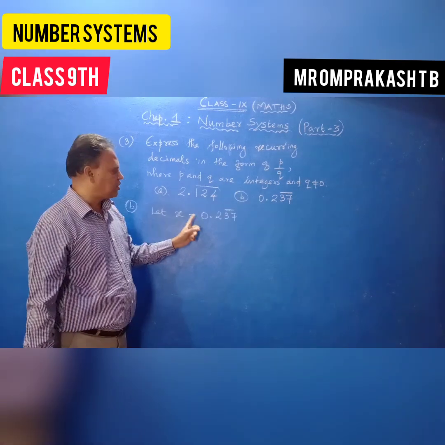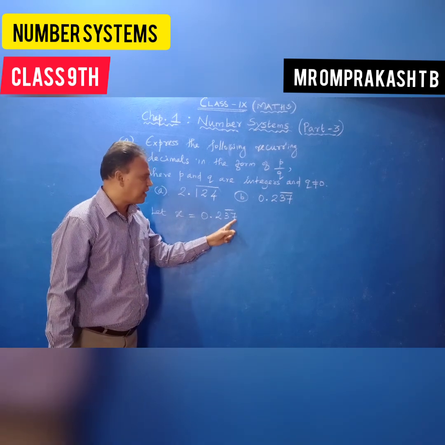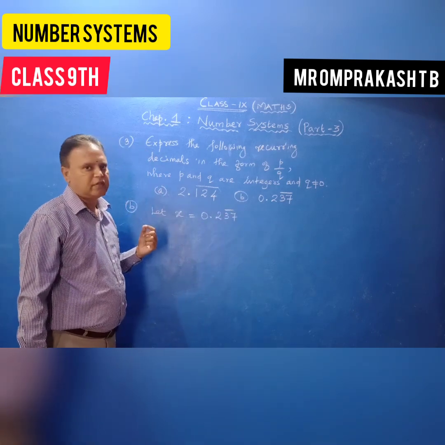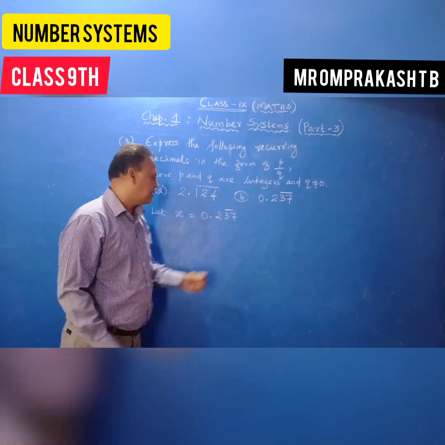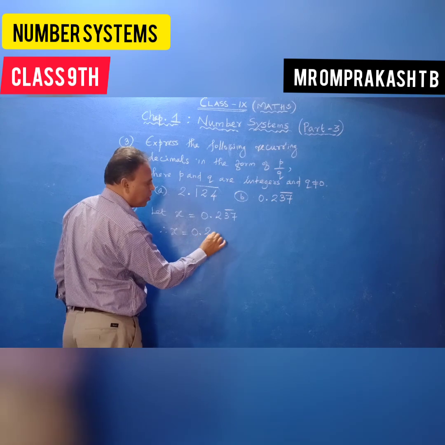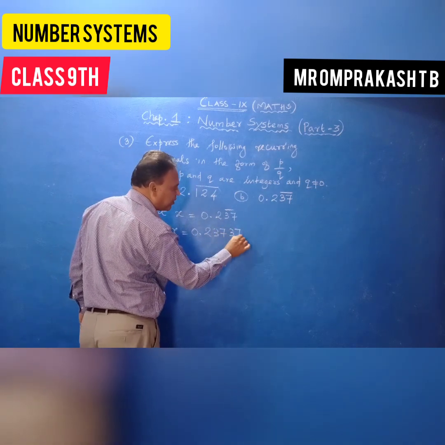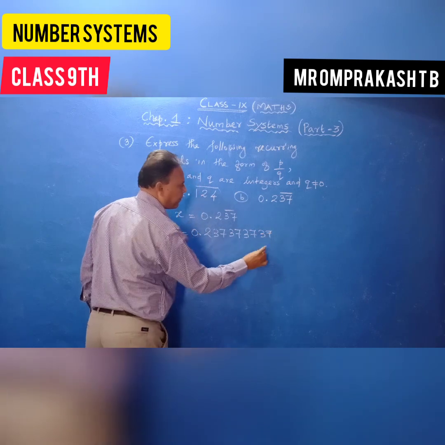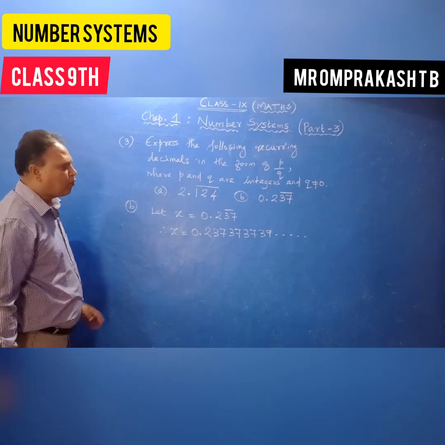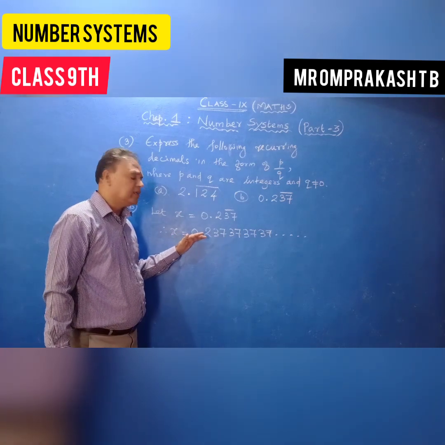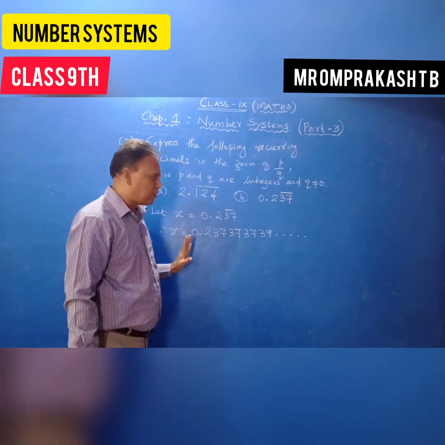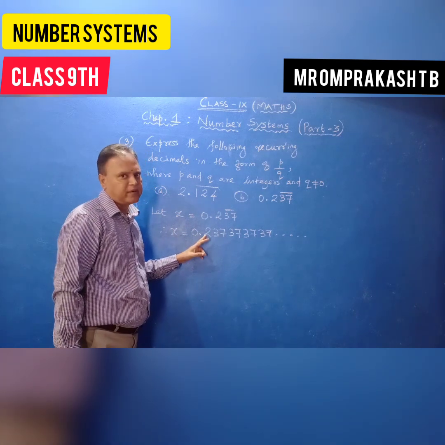Clear? x is equal to 0.2373737, only 37 bar. Okay, 37 only bar is given. So that means 37 only repeating. So this can be written as, therefore, x is equal to 0.2373737 only repeating. Okay. Now we have to take two equations. The decimal part should be same. So this one we cannot take as 1 because here 2 alone not repeated.